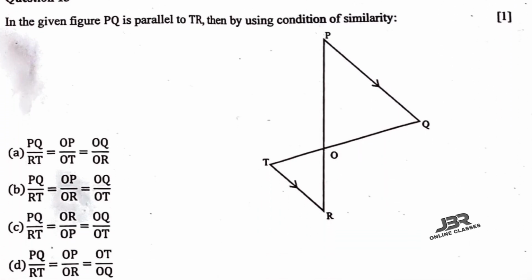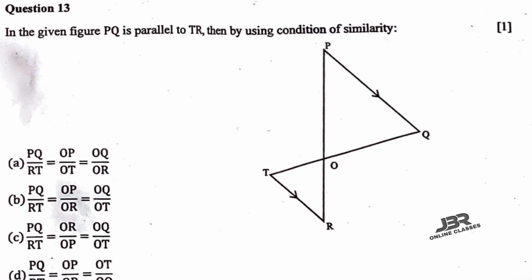Now 13, in the given figure PQ is parallel to TR, then by using the condition of similarity, option B will be your answer: PQ by RT equals OP by OR equals OQ by OT.